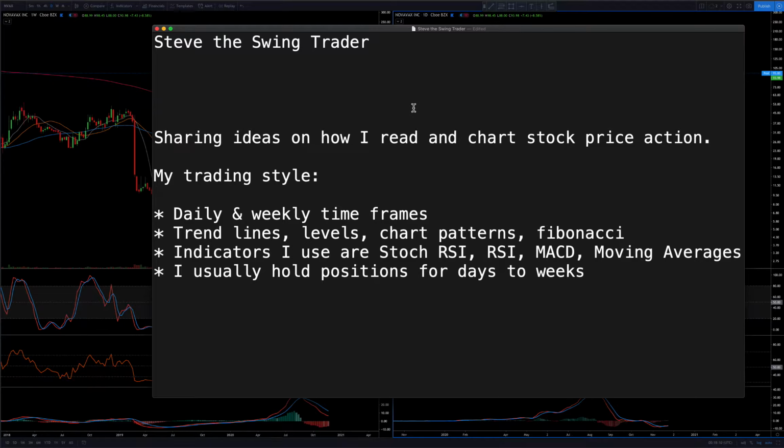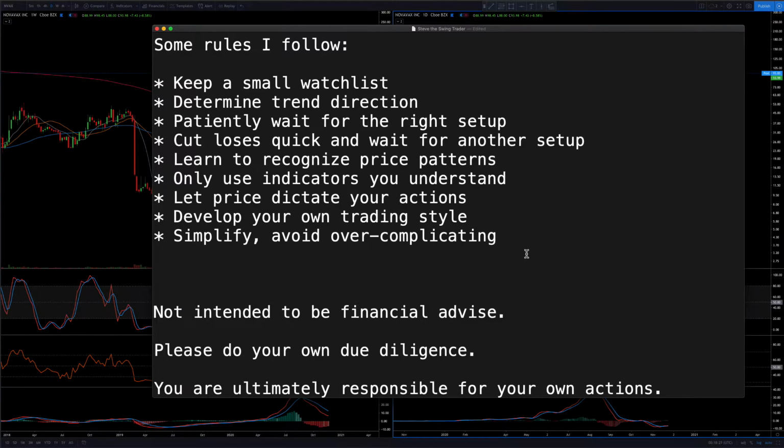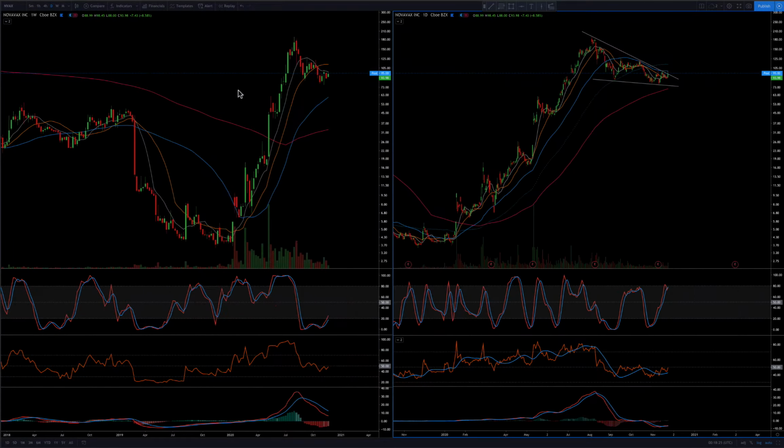Before we get started, the reason for the videos is to show how I read and chart stock price action, and here's some information about my trading style and some rules that I follow. Not intended to be financial advice. Please do your own due diligence. With that said, let's get into the chart.